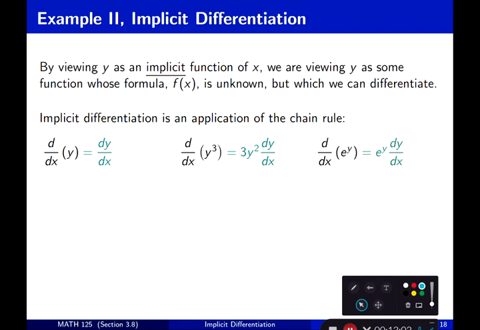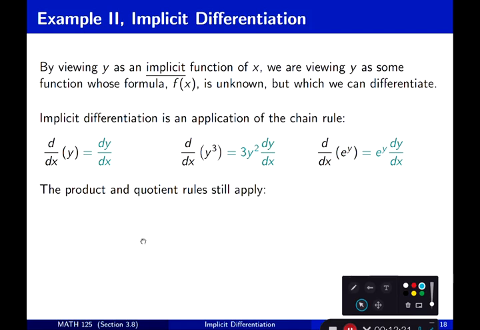Now if I'm taking the derivative with respect to x of e to the power y, then again it's the chain rule. The outside function is e to the power u, so that would be e to the power y again, but you have to take the derivative of the inside function, that's dy dx.